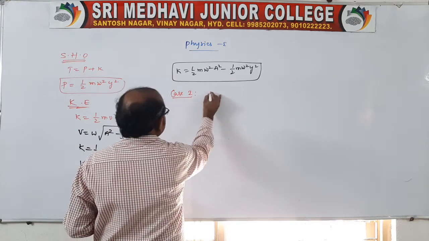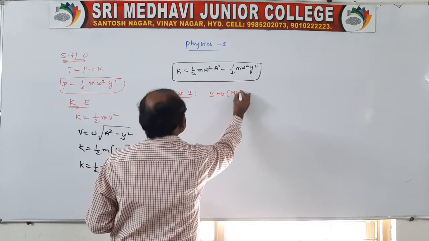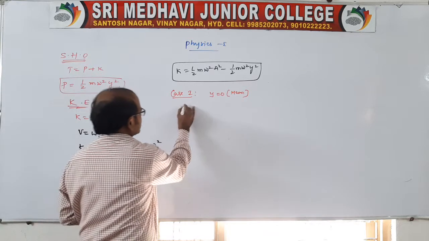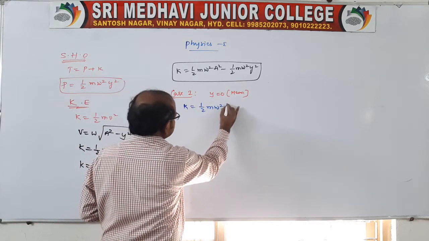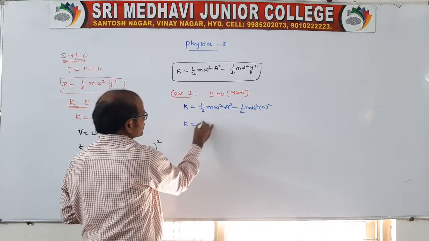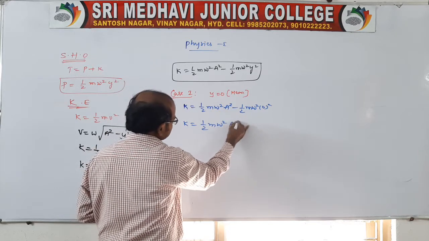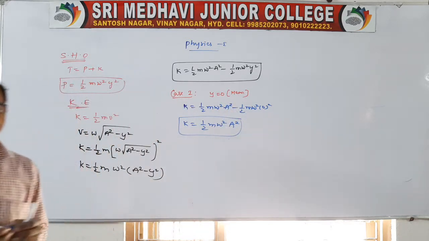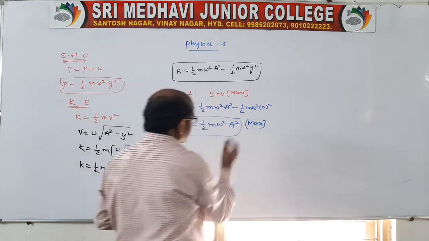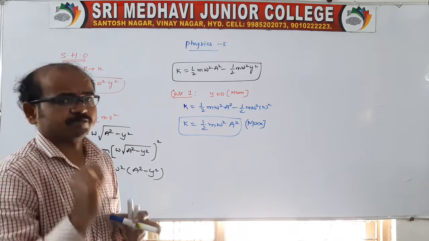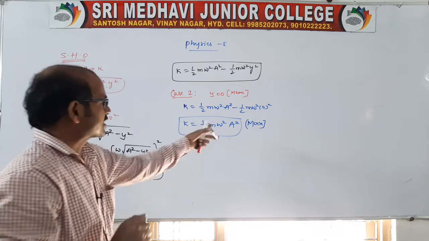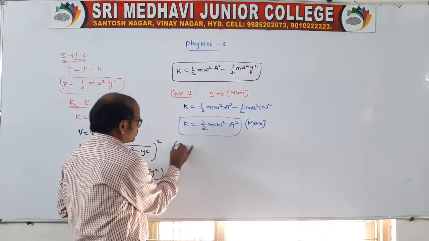Case 1: if the displacement is at the mean position, that is, the particle is at the mean. When the particle is at the mean, what will happen? The kinetic energy is half m omega square a square minus half m omega square into 0 square. So K is equal to half m omega square a square is the kinetic energy. At the mean position, the kinetic energy is maximum, whereas the potential energy at the mean position is minimum. This is a very important comparison.